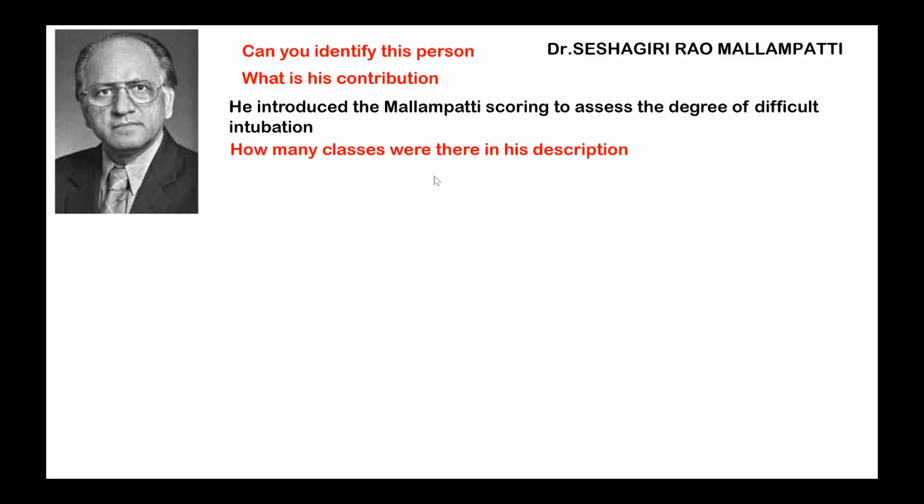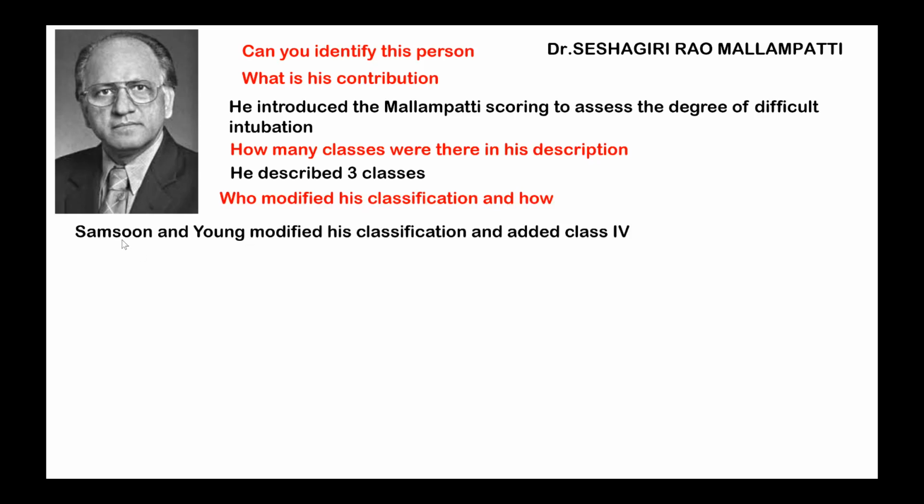How many classes were there in his original description? Three, sir. Only three. Okay. And who modified his classification? Samsoon and Young. It is Samsoon and Young who modified his classification by adding a class 4.